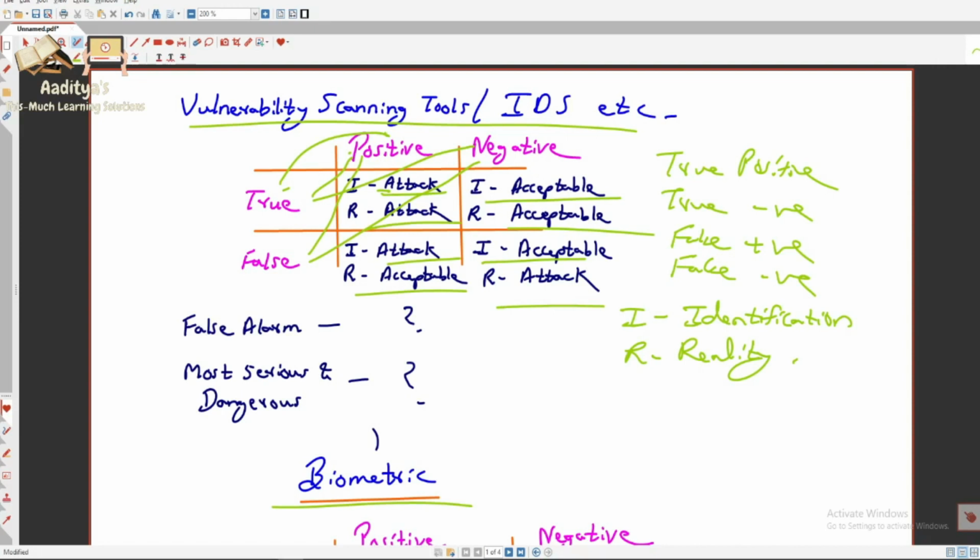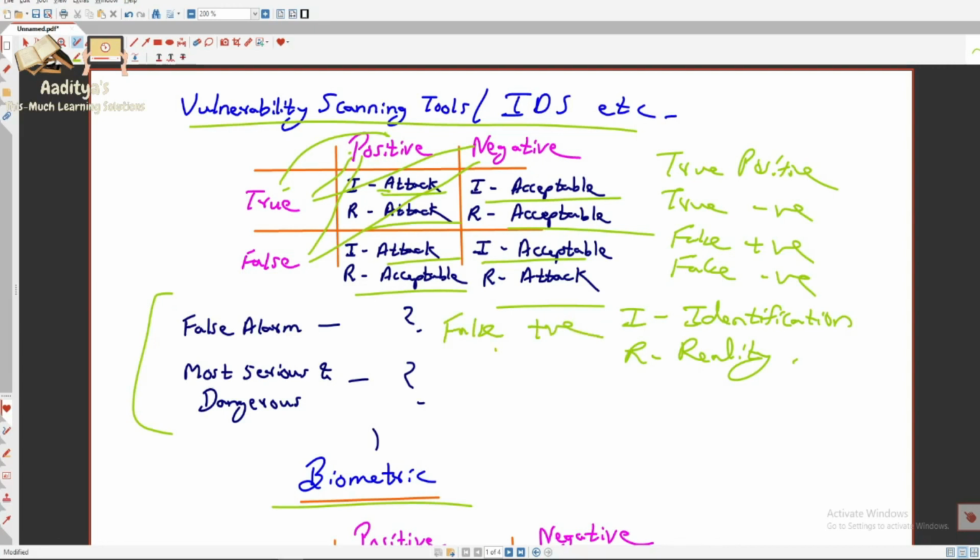Okay, now you have to answer these two questions: what is false alarm and what is most serious and dangerous here? False alarm in case of vulnerability scanning tools and IDS is false... what's the answer? False positive. False positive is nothing but false alarm in this case.